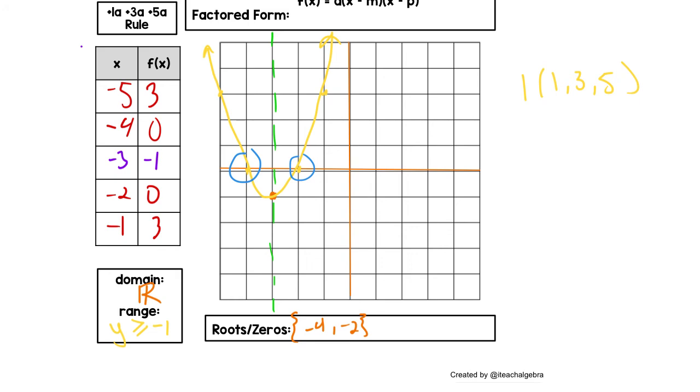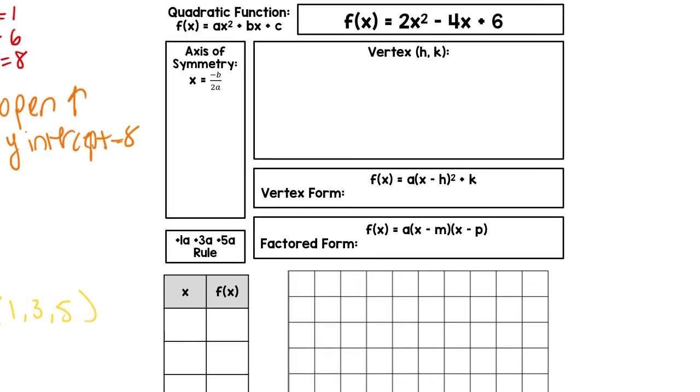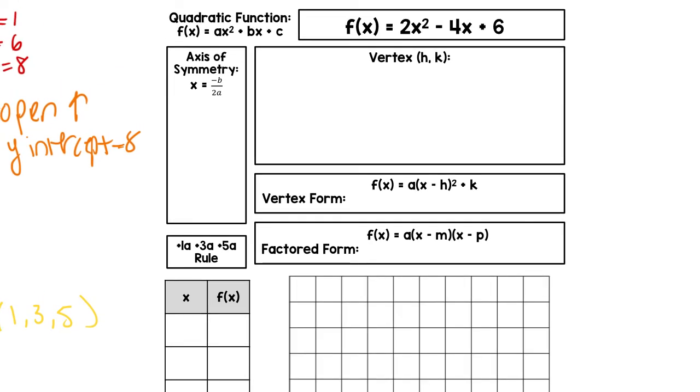All right, I think you're probably getting it. Let's keep going one more, and then we'll call it a day. This time we have an a value of 2. So let's write what we know down. A is 2, B is -4, C is +6. It opens up, and our y-intercept is 6.